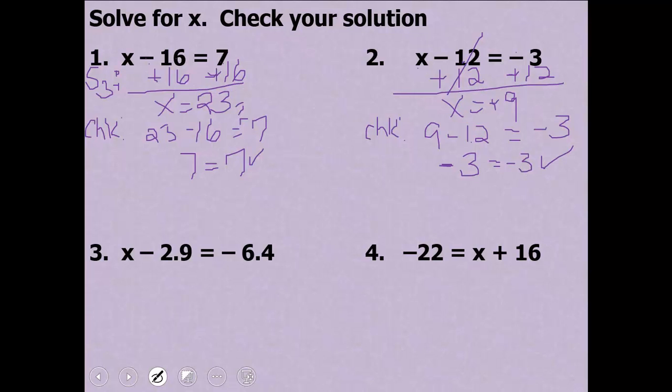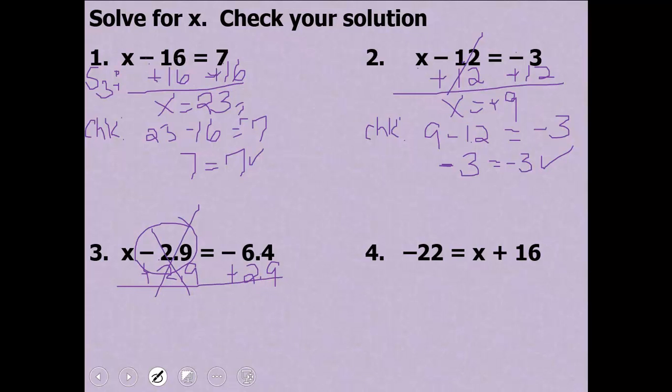On number 3, I have x minus 2.9 equals negative 6.4. Don't worry about the decimal, just line up your decimals. Again, do I have anything to combine? No. Step 2, do I have variables on both sides of the equal sign that I have to move? No. Step 3, do I have a non-variable sitting with my letter on the same side? Yep, so I have to move that. I want to undo a negative 2.9, so I'm going to add 2.9 to both sides.